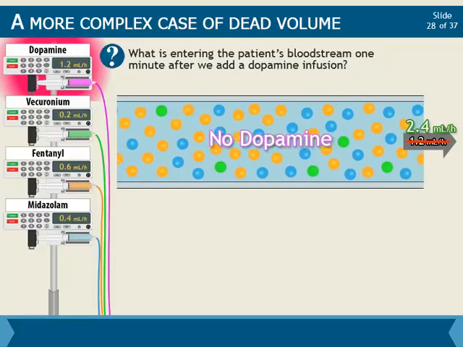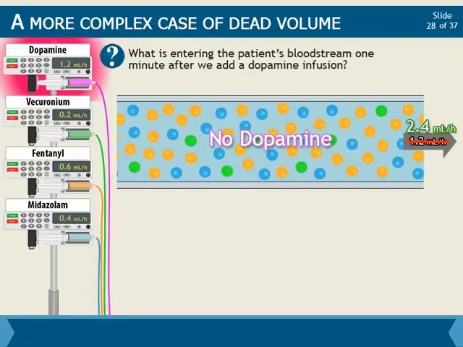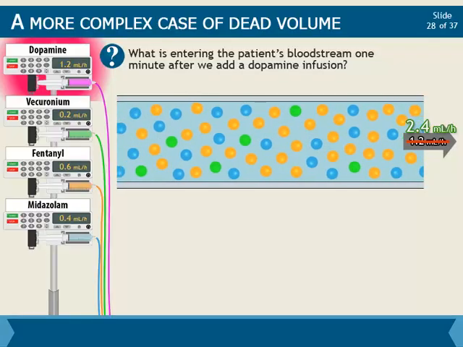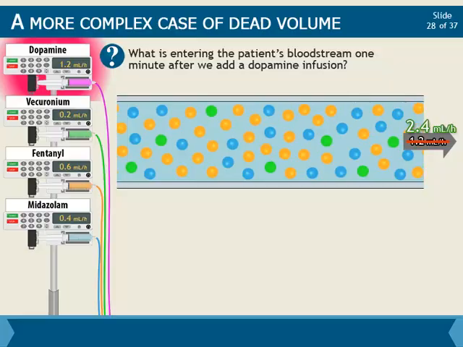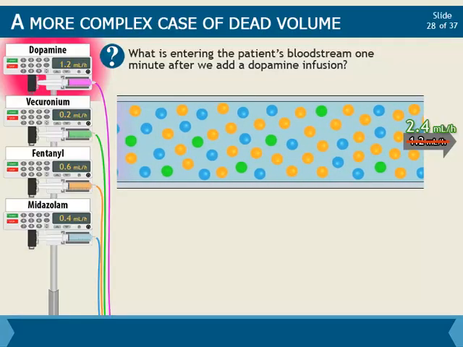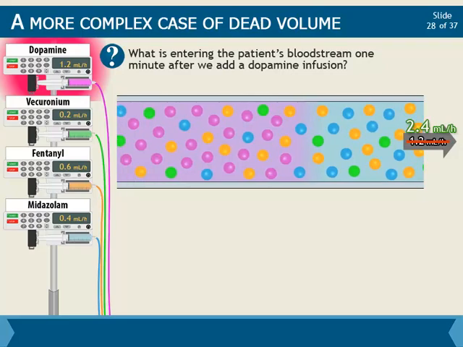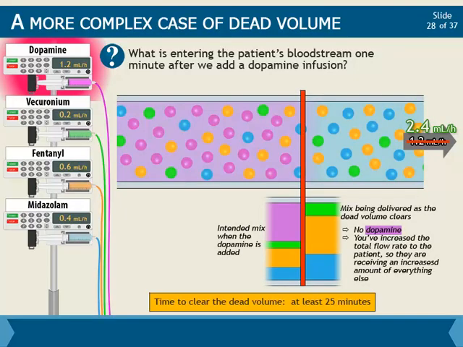The dopamine needs to propagate through the dead volume before it reaches the patient's bloodstream at the rate programmed on the pump. Also, adding the dopamine infusion increased the total flow rate through the dead volume. As the new mixture enters the dead volume, it will be pushing the old composition to the patient at an increased rate. Therefore, as the dead volume clears over at least 25 minutes, no dopamine is being received, and the patient is receiving an increased amount of everything else.